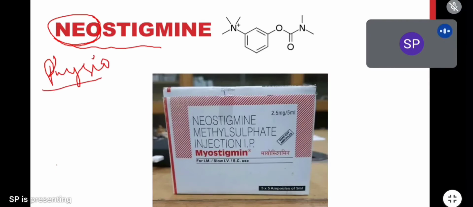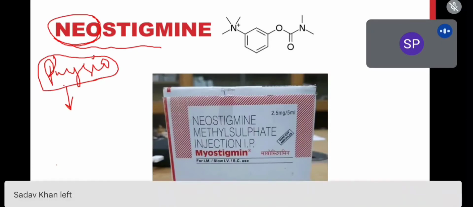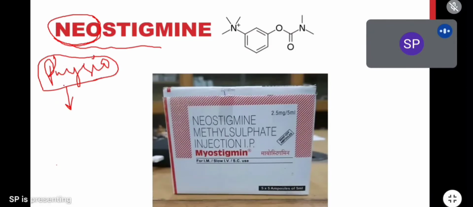Physostigmine is obtained from a plant, right? It is a tertiary ammonium, and usually the plant-oriented drugs will have some lethal adverse effects because of their many properties, due to high tissue penetrating power or many other things. So physostigmine has few drawbacks. To overcome those drawbacks, we tried to synthesize a new form of physostigmine, which is neostigmine.